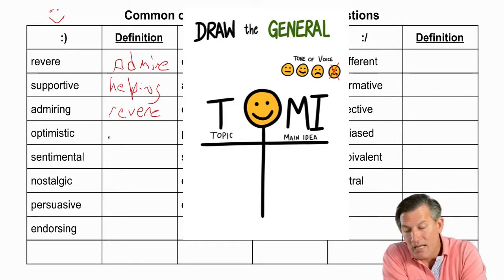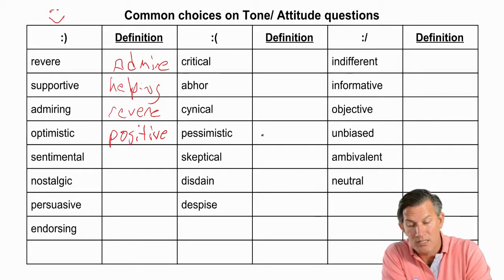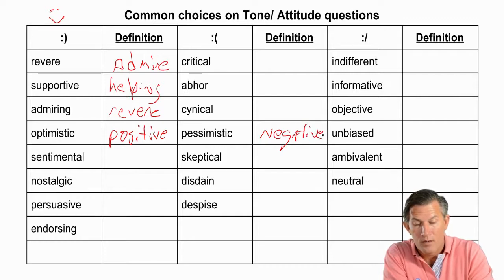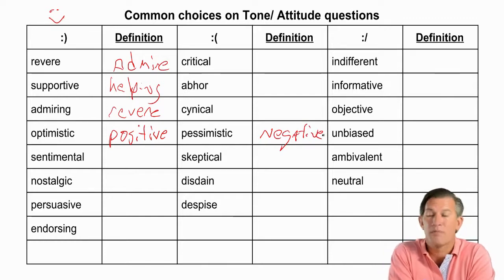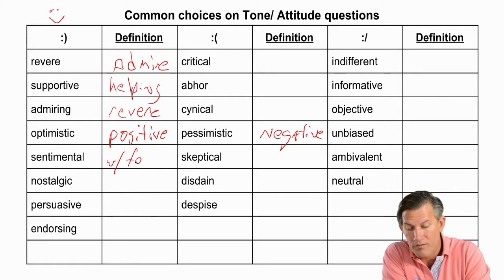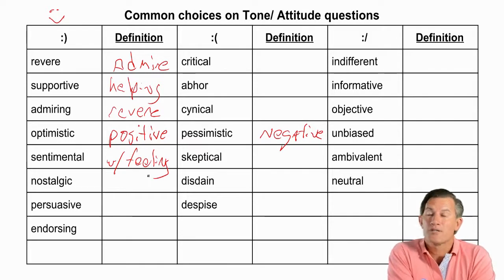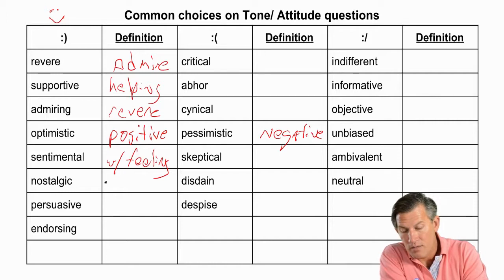Optimistic means glass half full, right? Or positive. The antonym for that is pessimistic. Antonyms is not a section on the test, but this is negative, or the glass is half empty. All right. Sentimental. Sentiment means feeling. Okay? With feeling. Nostalgic. Nostalgic means remembering the past.